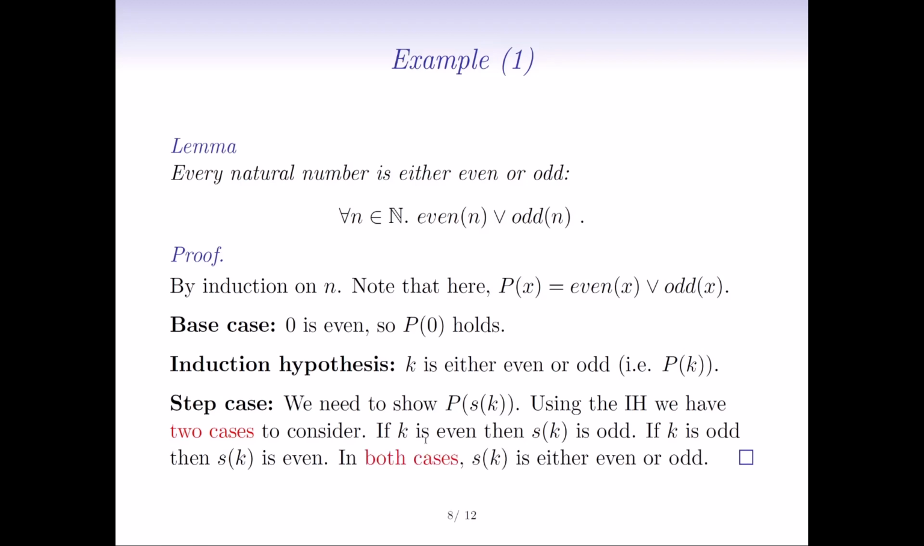And so we're finished. That completes the induction, and the conclusion is, by induction, that P of n holds for all n, which is exactly this statement here. All natural numbers n must be either even or odd, because it's true of the smallest number, and given that it's true of some arbitrary number k, it's true of the successor of that number as well.